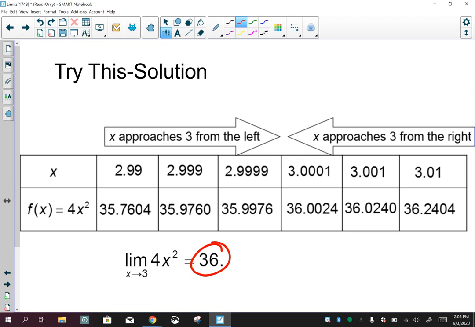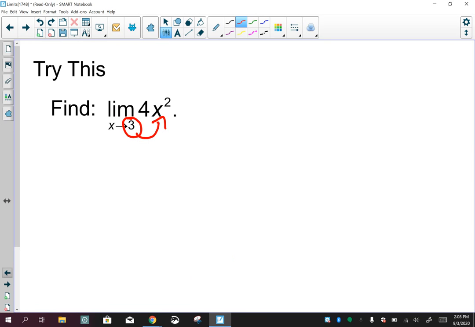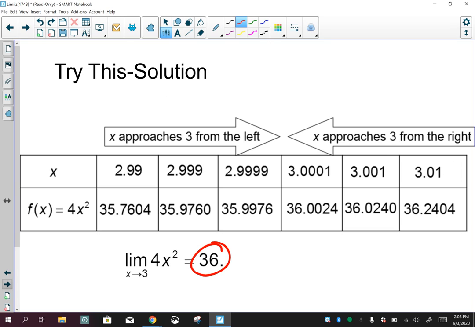If you notice, when I was here, I said we could just plug it in. Well, sometimes you can. But when we're looking at a table, you want to get used to taking your values from around that number. I'm approaching the number 3 because that's what it told me. So I have numbers approaching 3 from the left and approaching 3 from the right, and I'm really, really close to the number 36. And when I plugged it in, that's what I wound up getting.